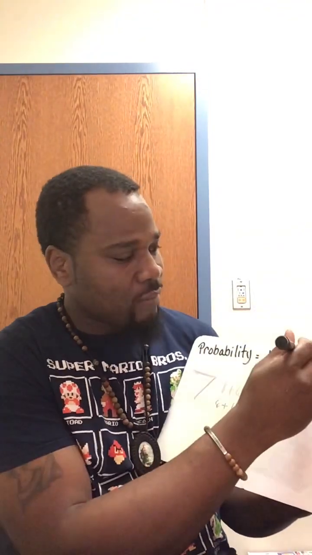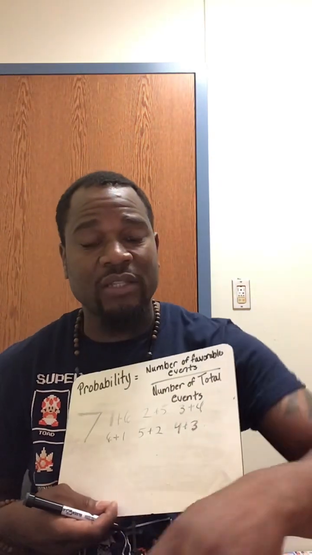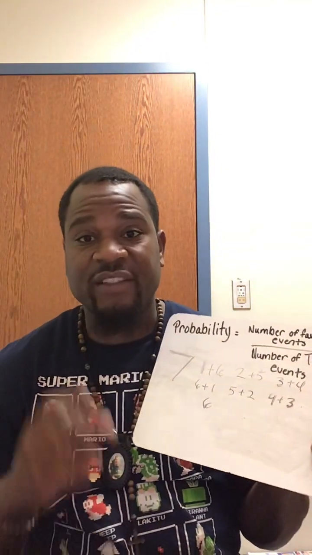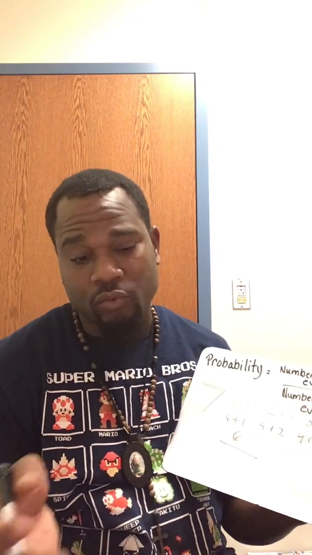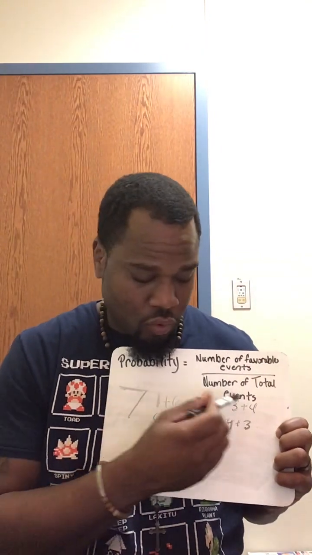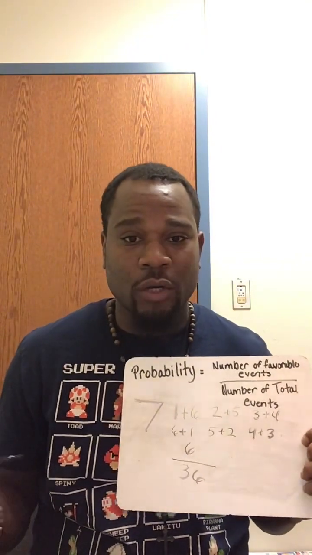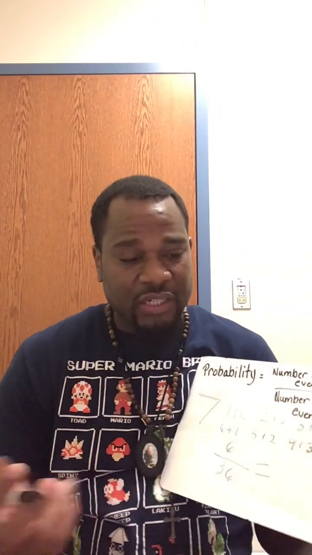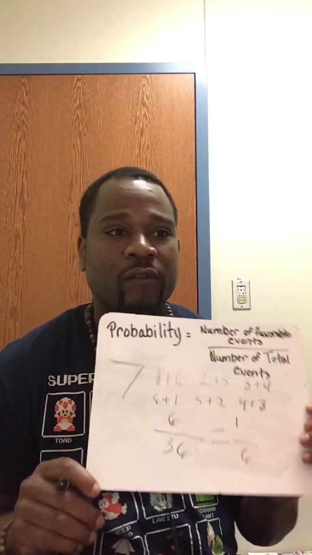I would put this number as my number of favorable events. So if I wanted to roll a 7, I have 6 different chances to roll a 7. How many total outcomes are there when rolling two dice? We see it's 36 possible outcomes. So I have 6 good chances out of 36. If I reduce the fraction by dividing by 6, it equals 1 over 6. So I actually have a 1 in 6 chance of rolling a 7.